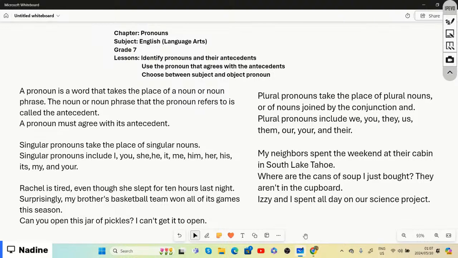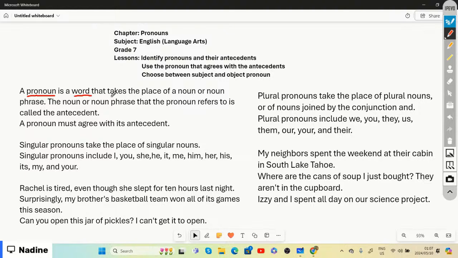So a pronoun, right? So now we're starting. A pronoun is a word that takes the place of a noun or a noun phrase. The noun or the noun phrase that the pronoun refers to, we call that the antecedent.